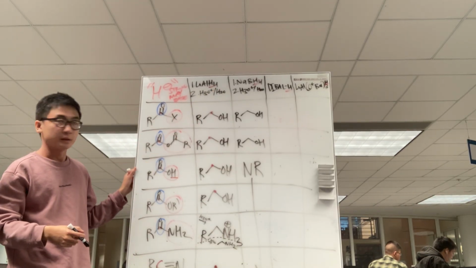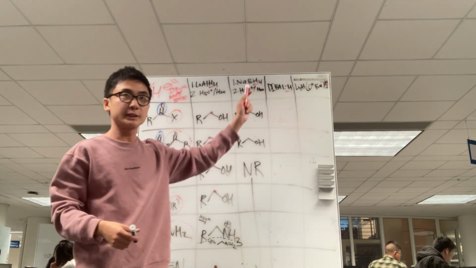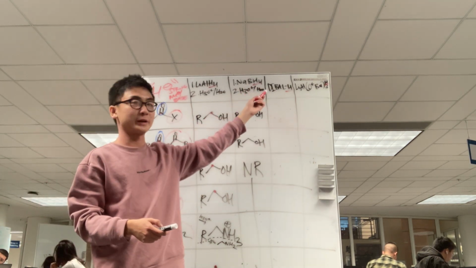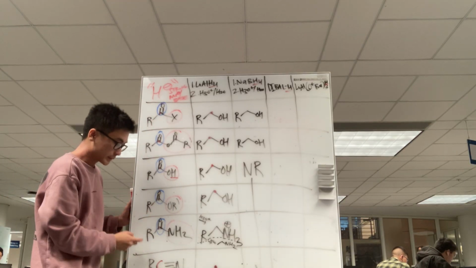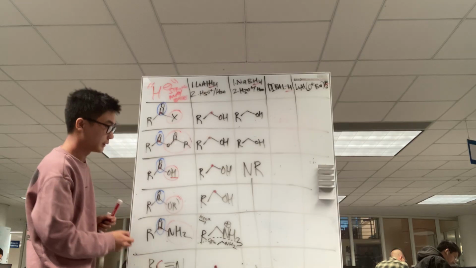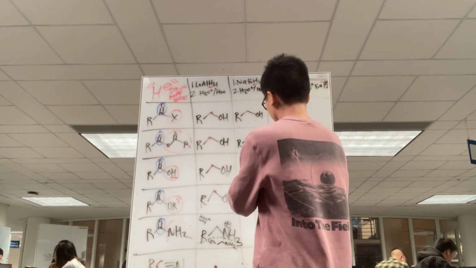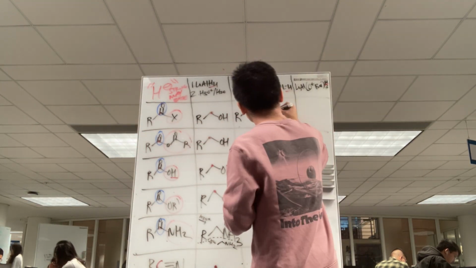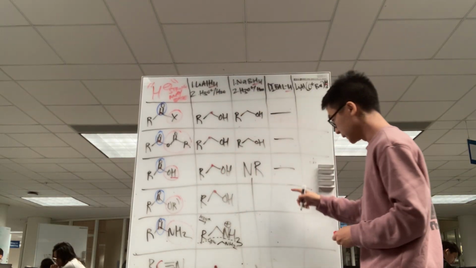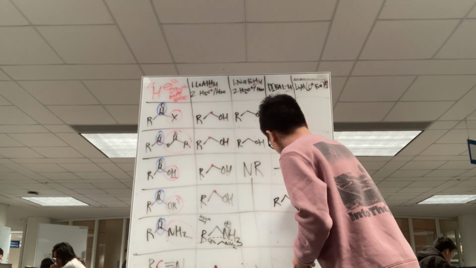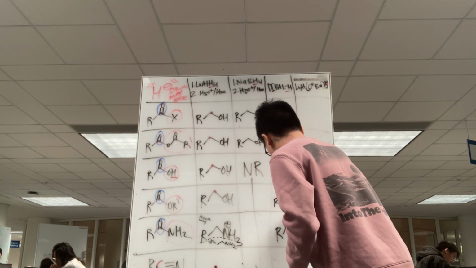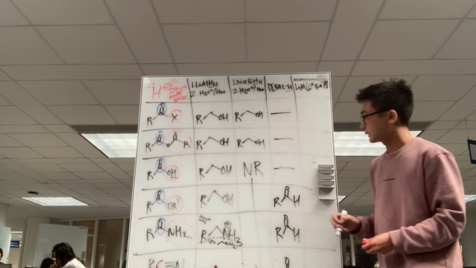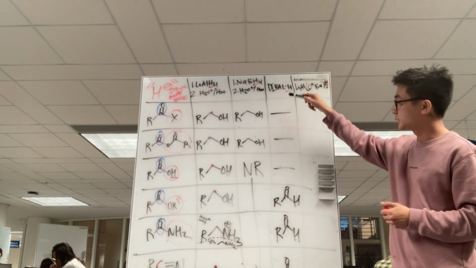Okay. Now, when you see DIBAL, I want you guys to associate DIBAL with creating aldehydes from the lowest three reactive derivatives: ester, amide, and nitrile. Right? So I would just make a line here, here, and here, no reaction. But the bottom would become aldehydes. And this also be good for synthesis.